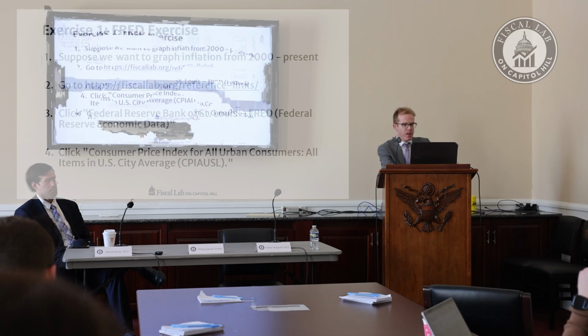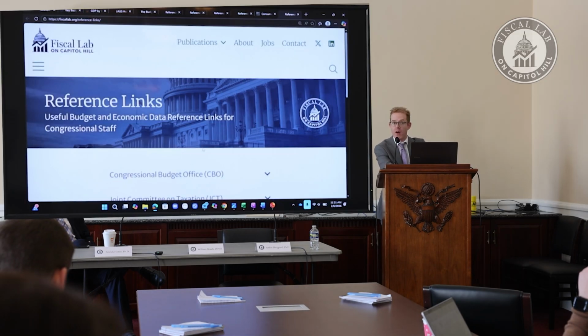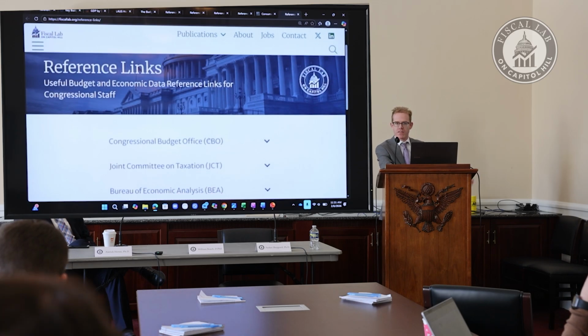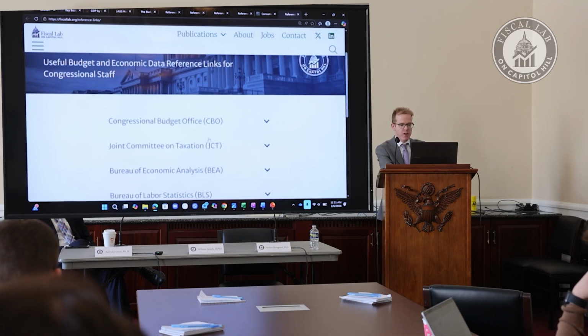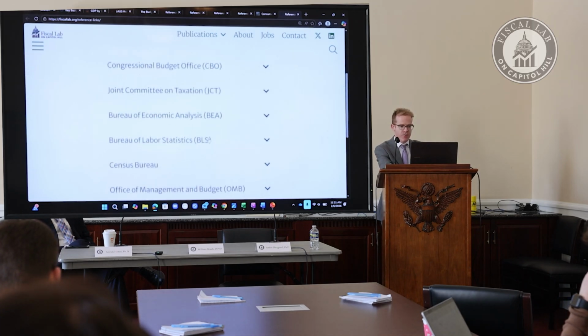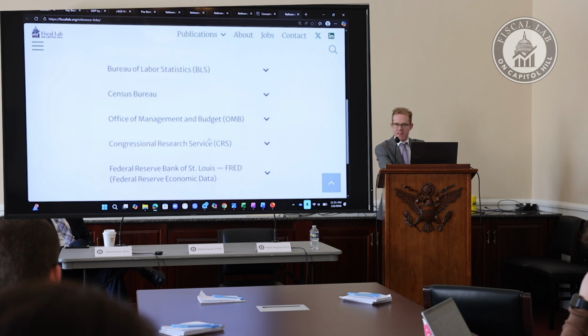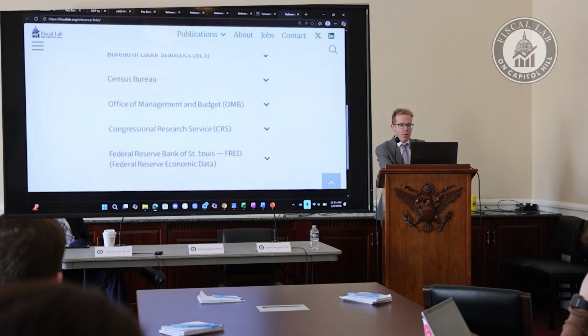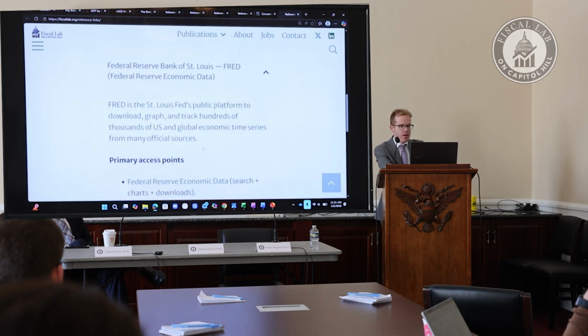There's a few ways we can do this, but I strongly recommend we go to the Fiscal Lab website to start. All right. So we've talked about how we have this reference links page up, and it includes a lot of links to important publications or reports from various agencies, CBO, JCT, etc. And this is also a living document too, so if there are things you think should be up there but aren't, feel free to ping us and we can update this page. But we're going to go to FRED, Federal Reserve Bank of St. Louis, Federal Reserve Economic Data.